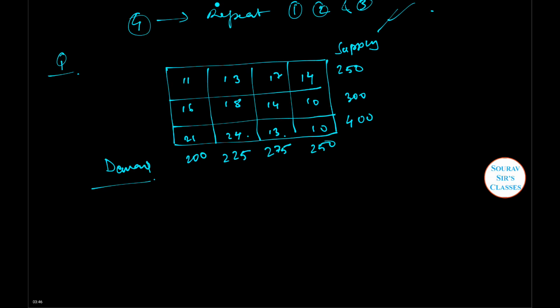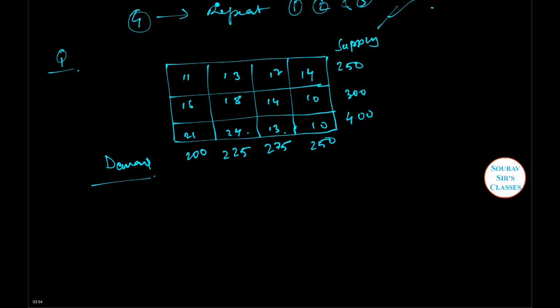Now we find the minimum value of the cell in this matrix, and the minimum value is 10. We can choose any of the 10s. Let us choose this 10. The demand is 250 and supply is 300. Hence we allocate the minimum of both, that is 250, and cross this column as it has been satisfied, and replace 300 by 50.